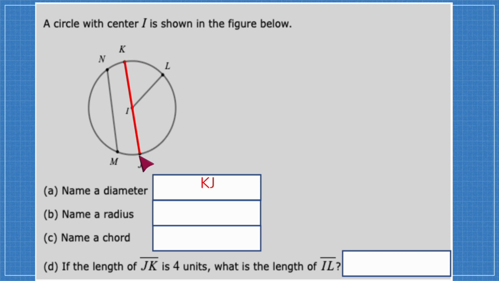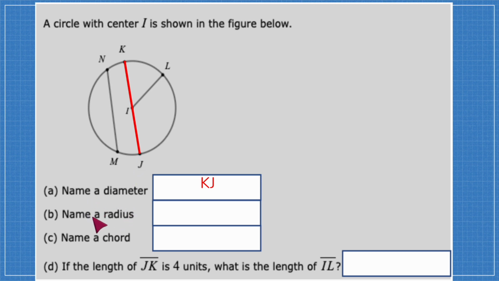It's going to be KJ. I could also say that this is JK. I can label it either way that I want to. You could use I as part of your label, but generally when we're naming the segment for the diameter or the radius, we use the beginning and the end of it.